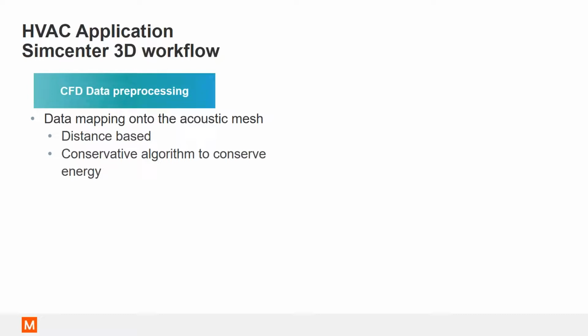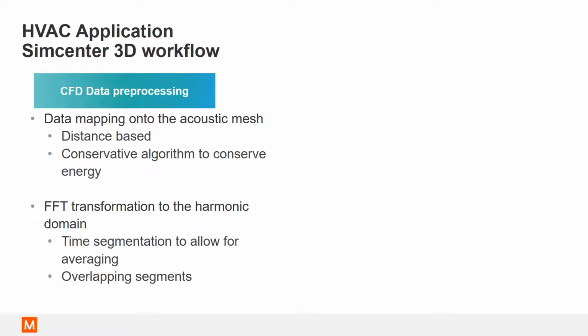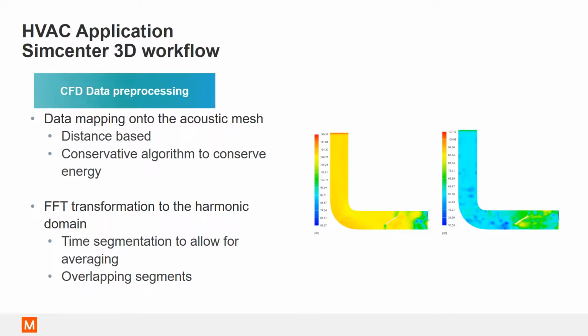The next step would be to convert the pressure fluctuations on the surface into sources using an FFT, Fourier transform. And essentially, this is what it looks like. So we took the CFD data, and using an FFT transformation, we converted that pressure fluctuation into equivalent dipole sources.